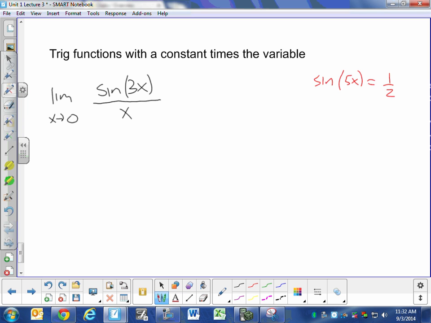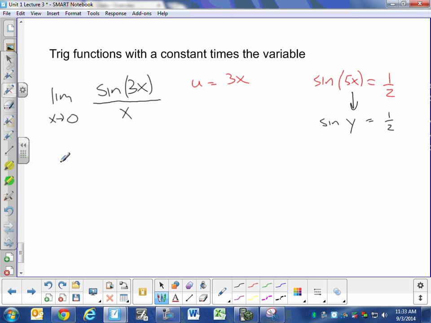How'd you do that, Miss Pennington? Yeah, you kind of ignore the 5. You kind of just say, well, let's figure out when the sine of some other variable is equal to 1/2, right? Not necessarily we ignored it, but we kind of did. We substituted it. We're going to do the same thing here. I'm going to kind of ignore the 3x, but not really. I'm going to substitute and replace it. I'm going to say something like u is equal to this 3x.